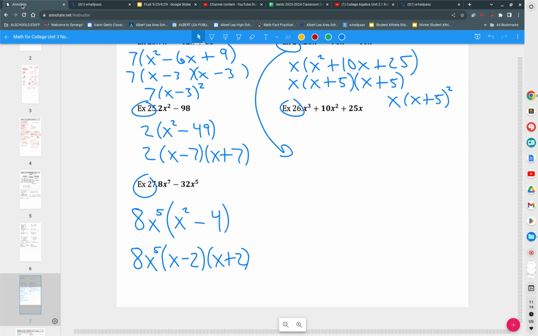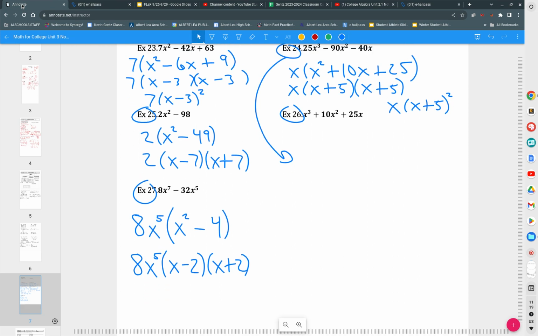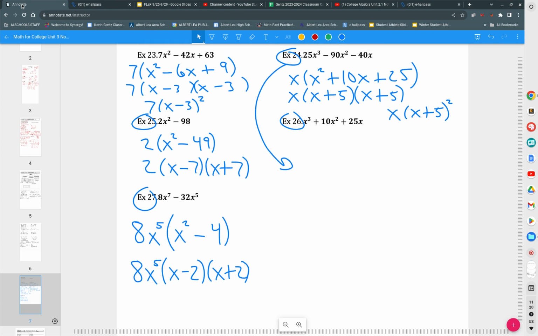What is the common factor for 24? It is a 5 and an x. So I take out 5x, and I'm left with 5x squared minus 18x minus 8. Okay? And everybody looks at that trinomial that we have at the end there, and they want to start to factor that.